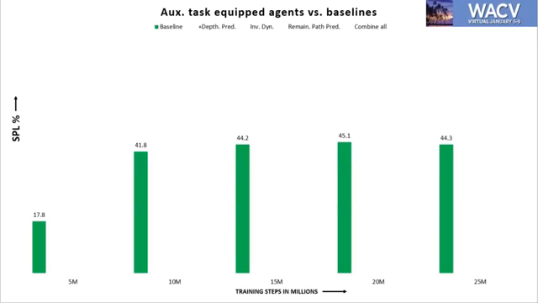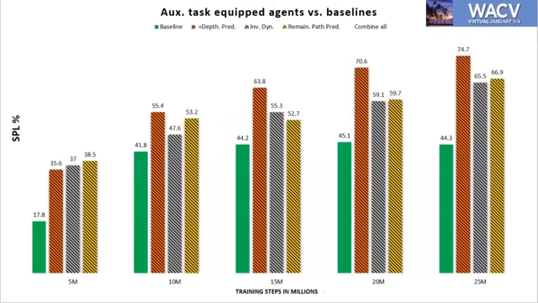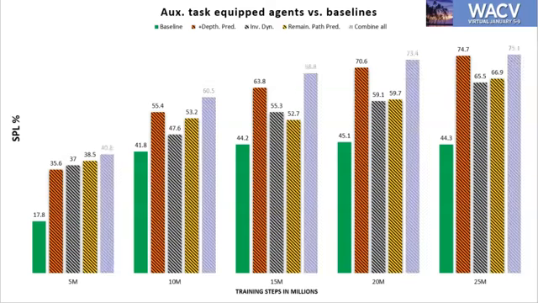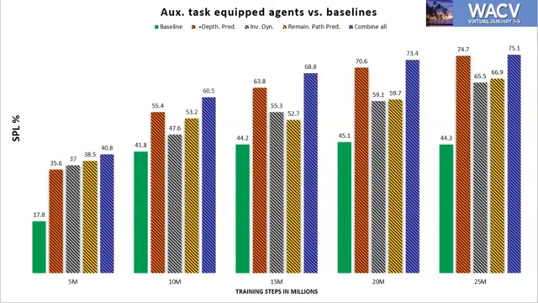We compare our task-equipped agents with the Habitat baselines. As can be seen, throughout the training, the performance of baseline agents is inferior to that of the auxiliary task-equipped agents, with task-equipped agents achieving higher scores within fewer training steps. Combining all the tasks gives us the best agent. This also suggests that there is some non-overlapping information contained in each of these tasks.